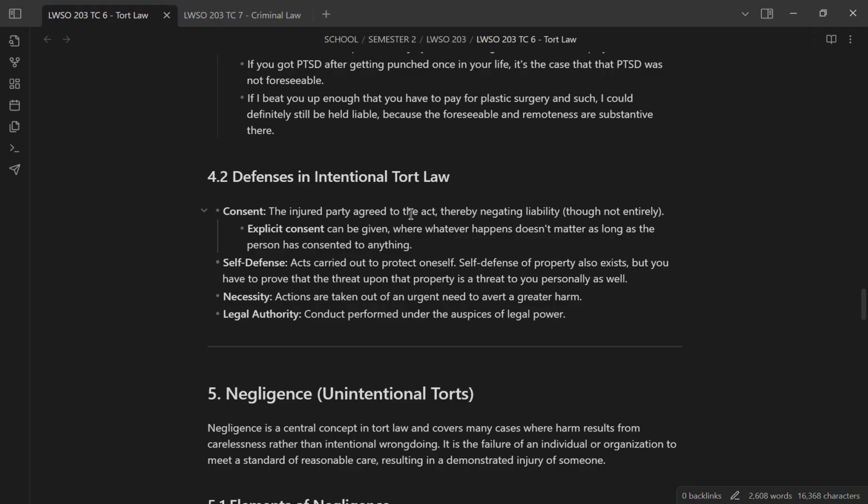Necessity. If you prove that the action you took was taken out of urgency, and that urgency was to prevent and avert greater harm, that's valid, right? The necessity to act, because if not, something worse could have happened. And legal authority. If your conduct was performed under the auspices of legal power, like policemen doing something, that's potentially a defense too.